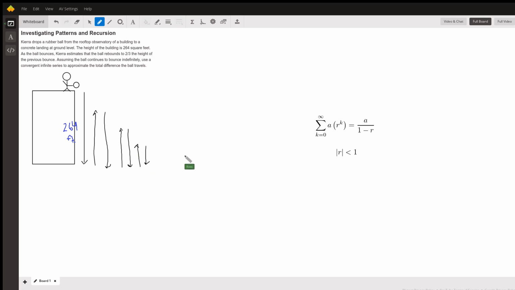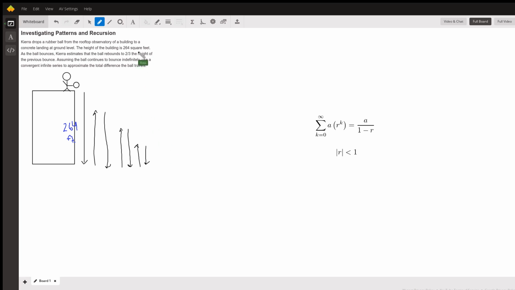So a couple of important things to keep in mind here as we start the problem. Number one is that obviously the ball is going to stop eventually. We know that. But based on Kierra's estimate, taking 2/3 of a number will never actually mathematically get you to zero. Take 2/3 of 100, for example. If you just keep taking 2/3, you're just going to get tinier and tinier numbers, which is why we need this infinite series. So that's a huge part of this problem.